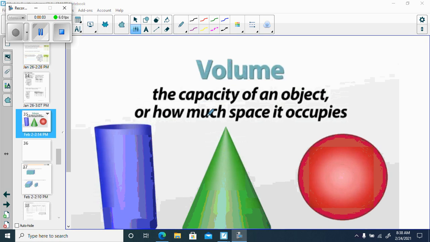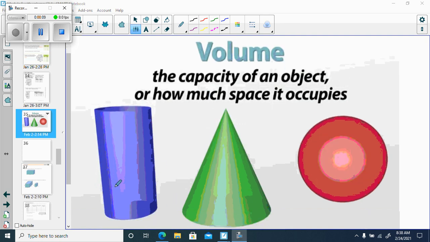This is Module 5, Lesson 7. We're still talking about volume. We're going to talk about finding the volume of cylinders. This is a cylinder, like a can of beans or a can of baked beans or something like that. This is a cone, like an ice cream cone. This is a sphere, like a basketball.